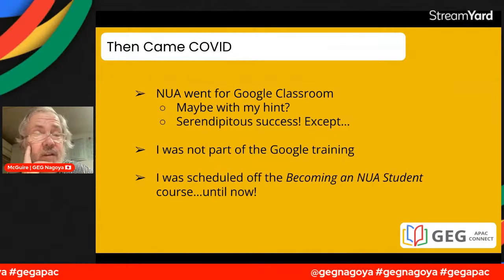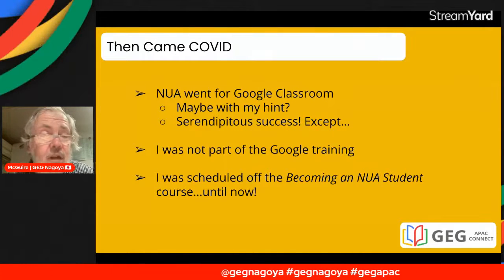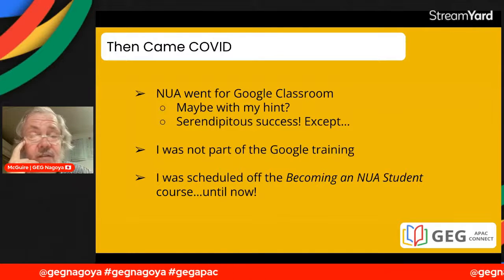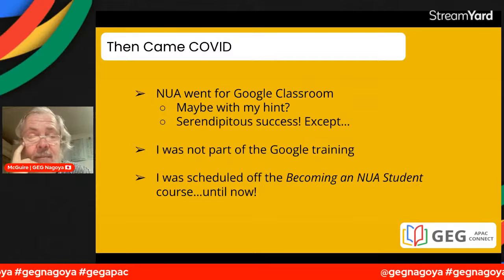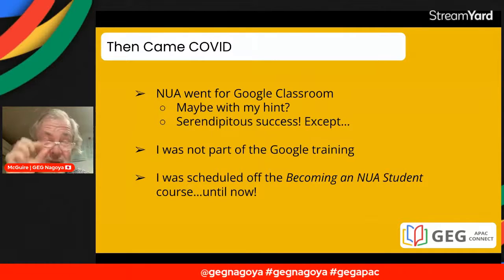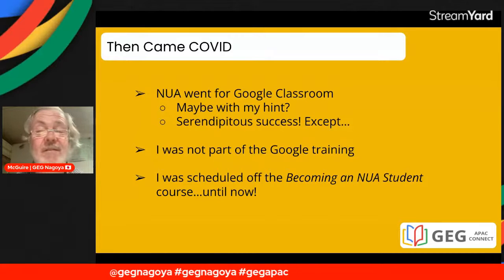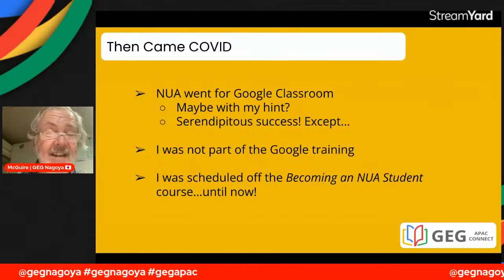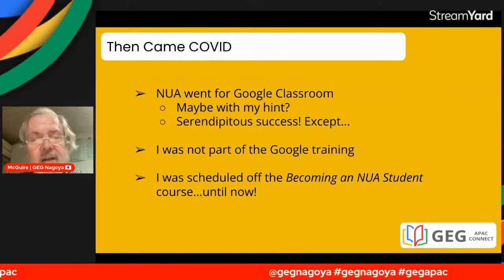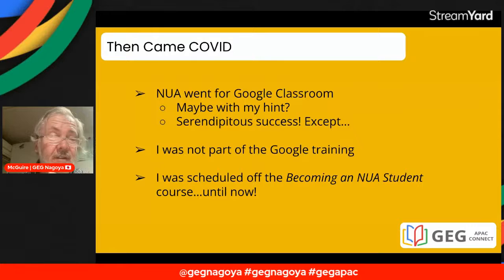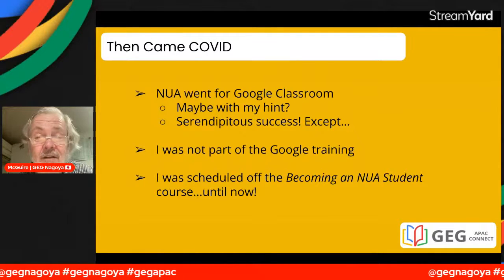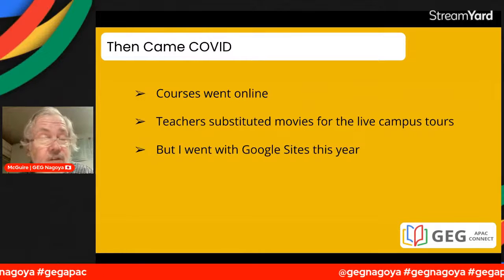Well, then came COVID, and Nagoya University of Arts went for Google Classroom and Google Drive, Google Docs, Google Apps. Maybe it was a hint. I got a brochure from up in Tokyo, and it was after that they joined. So that little piece might have helped a little. Serendipitous success. I wasn't part of the Google training, and I was scheduled off of the class that I intended to use for the all-campus class. But the courses went online.